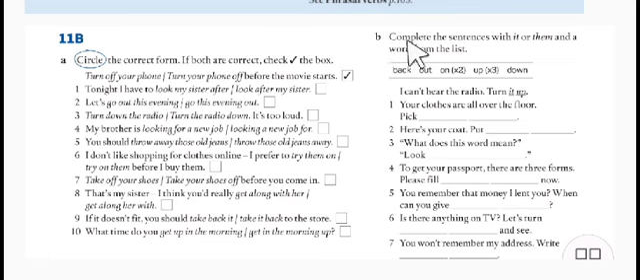Then here we have B. Complete the sentences with it or them and a word from the list. So we have a word list here: back, out, on 2 times, up 3 times, and down. So you have to fill the blanks.